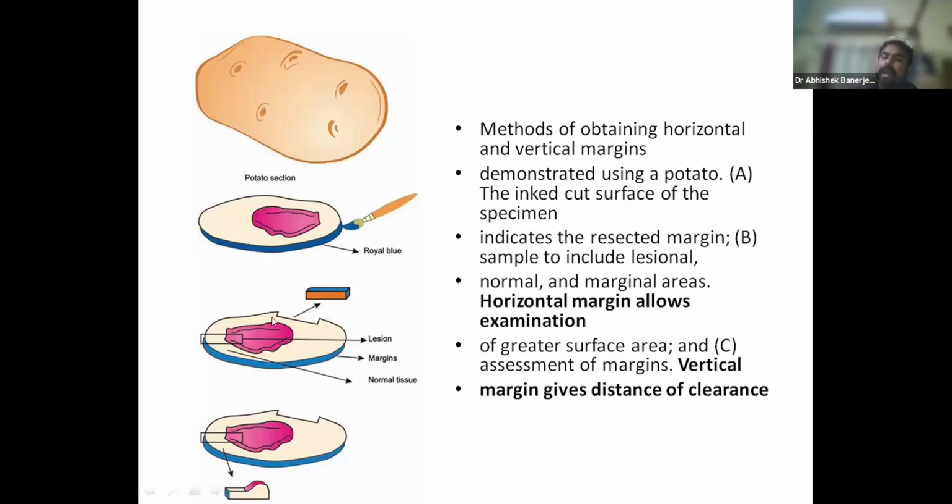Once you actually do a hands-on, you will understand it is very easy, but you need to do hands-on for this grossing. Then you will understand better. But previous to that, this theory portion should be very clear, like what you are going to do with the specimen. Not just cut abruptly from here and there, because that will actually destroy the specimen.